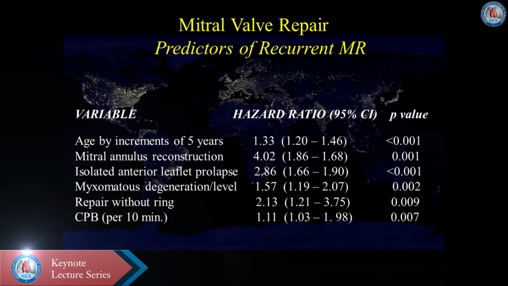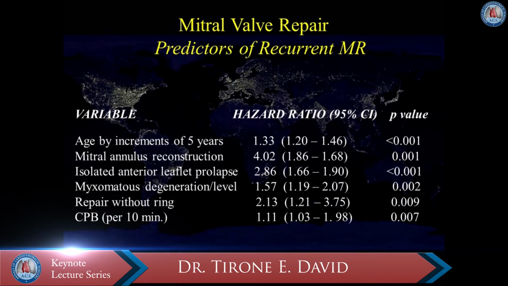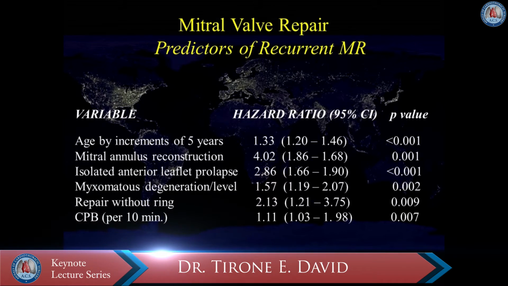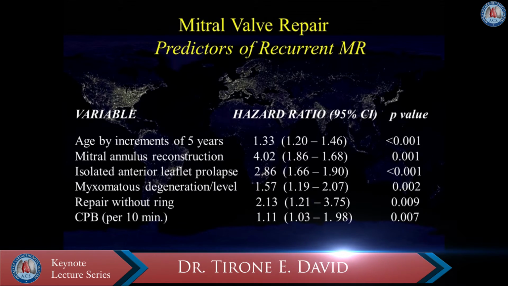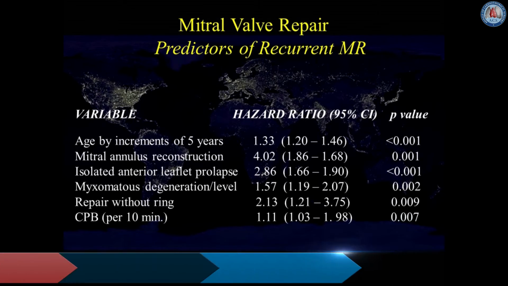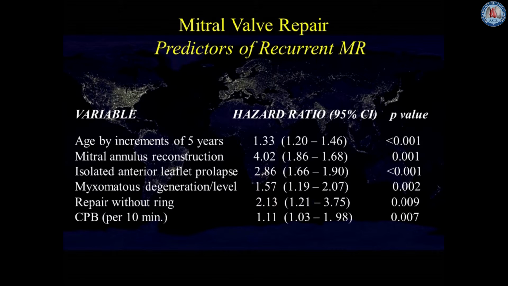The independent predictors of recurrent mitral regurgitation greater than mild by multivariable analysis identified age by increments of 5 years, mitral reconstruction, isolated anterior leaflet prolapse, the degree of myxomatous degeneration, repair without a ring, and also duration of cardiopulmonary bypass for the reasons that we speculated before.